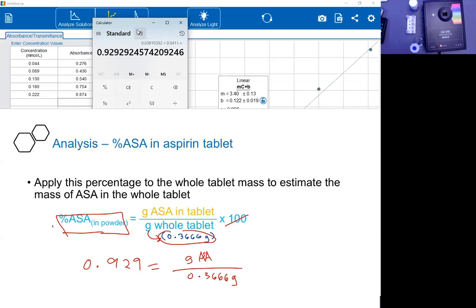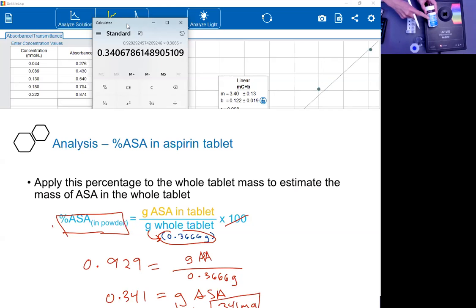Okay, and when we solve for grams, let me go on my calculator. We're going to take the 0.929 and multiply by the mass of the tablet. And that gives us 0.341 grams of acetylsalicylic acid in the tablet. Or I can convert this to milligrams and say, oh, there's 341 milligrams of acetylsalicylic acid in that tablet. Oh my goodness, that's more than what it says on the bottle. But is that a problem?